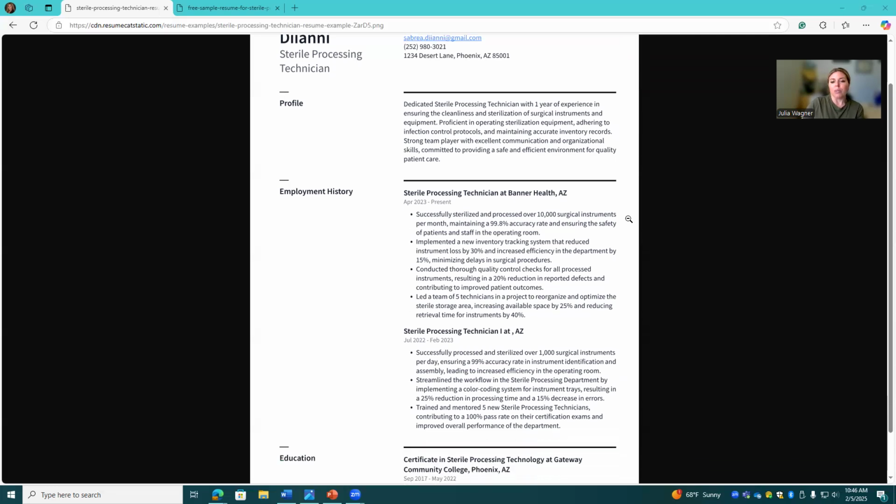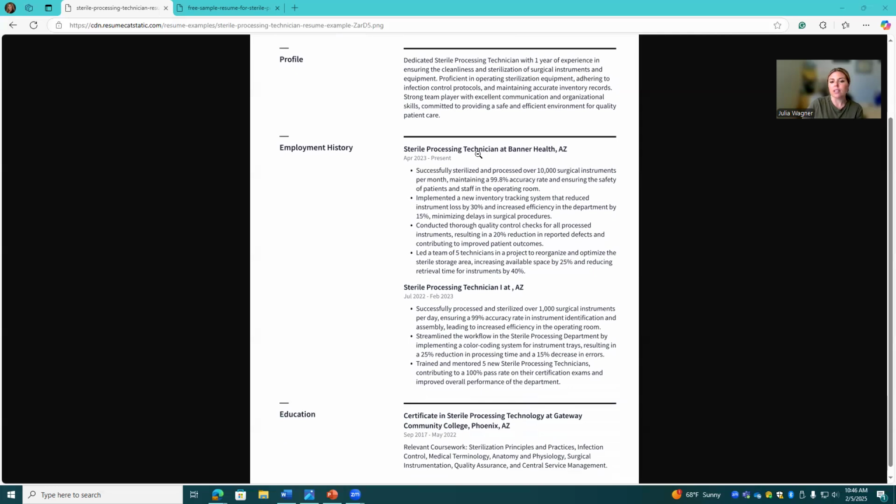So if you look at employment history, it's got sterile processing technician at Banner Health. It's got the date, April 2023 to present. If you notice, there are bullet points on what their job entailed. Typically what we want to see is a strong verb to start with, followed by the activity that you performed at that job. The first one says successfully sterilized and processed over 10,000 surgical instruments. Again, they're using quantifiable data at this point. You may or may not be able to do that with yours.